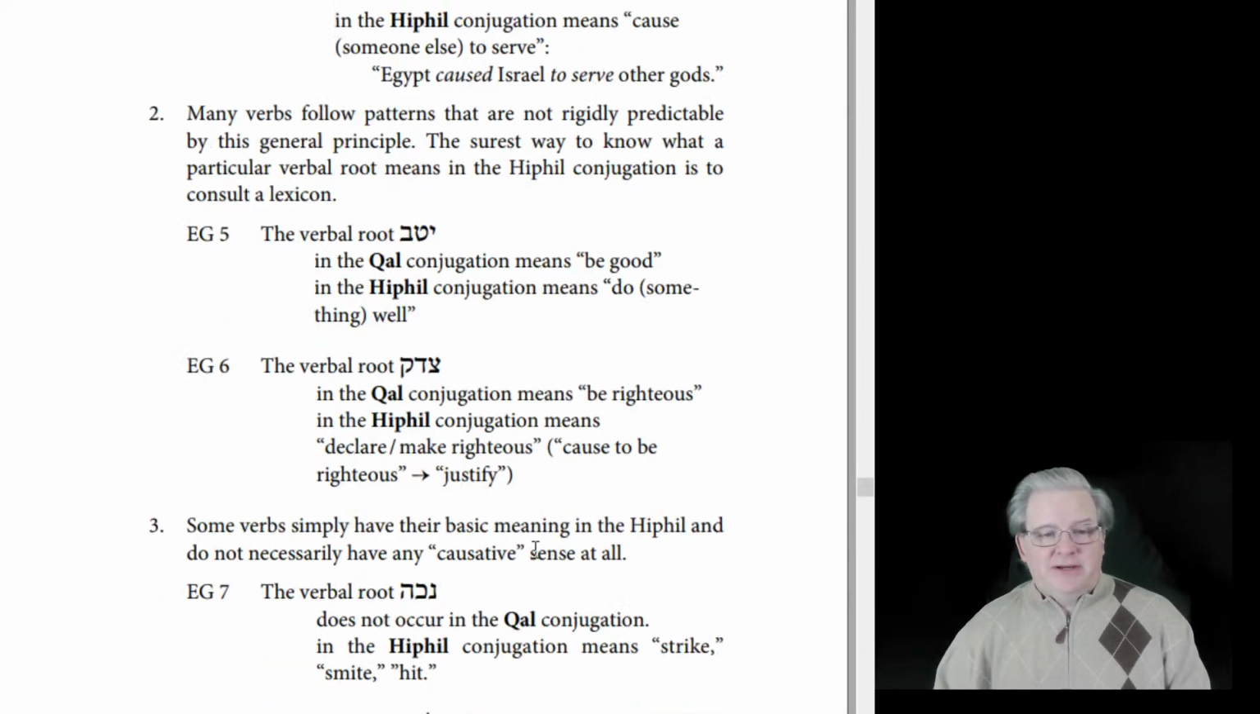Some have patterns that are not predictable, and that's why you have to have a good lexicon at hand, generally speaking, and study it. Do your word studies. When it comes to something like the verbal root yatav, in the Qal it means to be good. It's kind of stative, I think. And then the Hiphil is to do something well. Well, they're related, right? But how do you get from the Qal to the Hiphil and know that it means to do something well? You have to work at it.